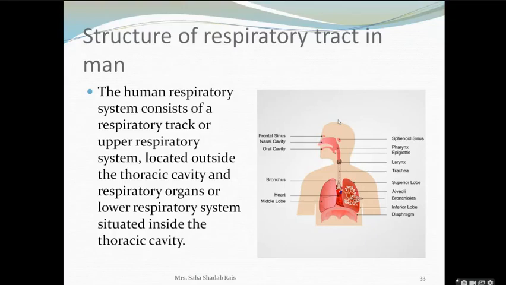Now, anterior to the glottis is a raised epiglottis. The epiglottis is a cartilaginous structure. It can be folded back to close the glottis, and it prevents food from entering the passage of the lungs.